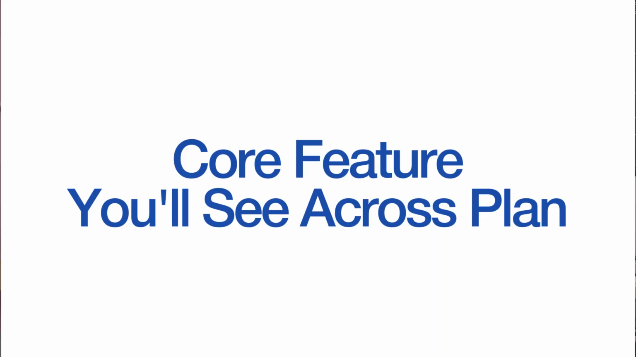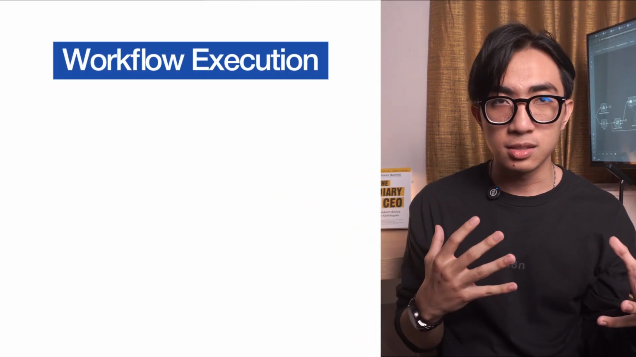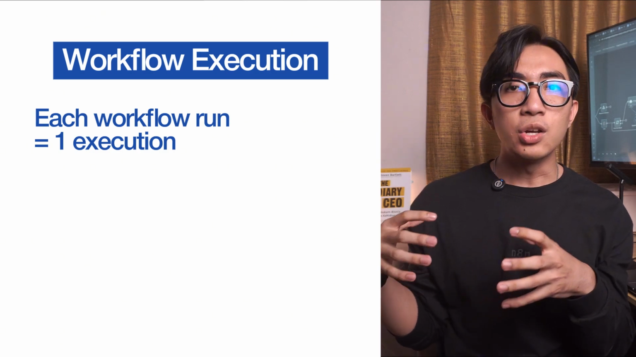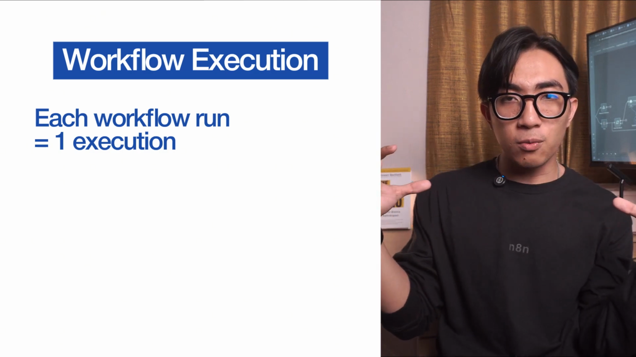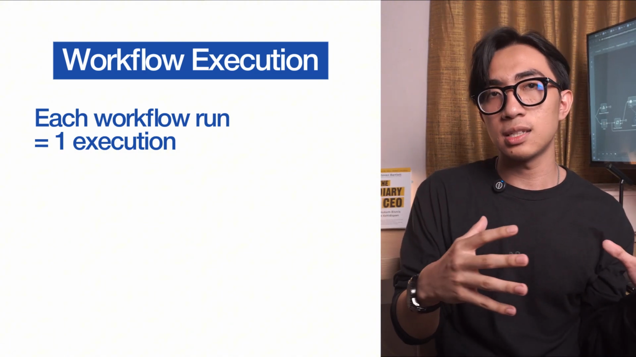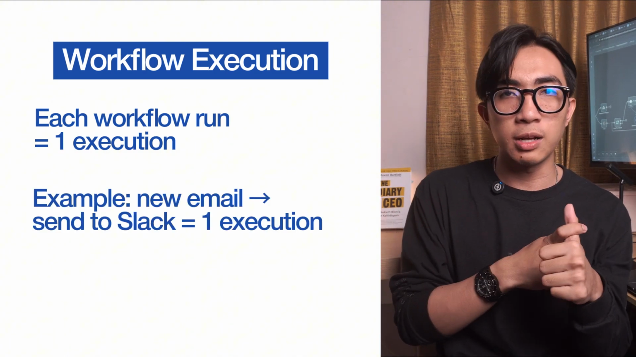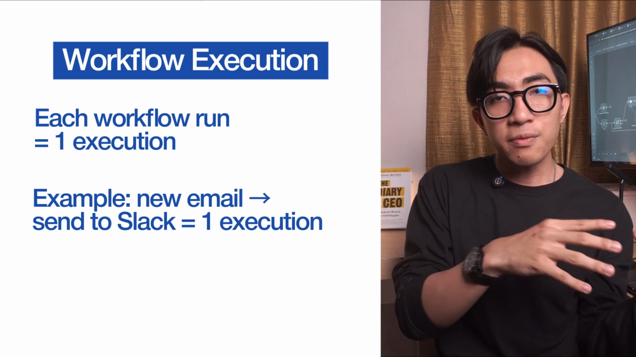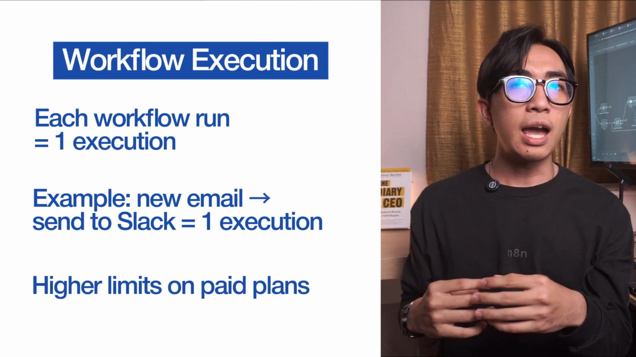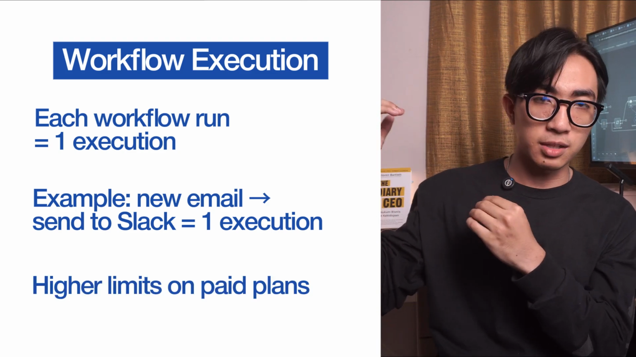Core features you'll see across plans. First, workflow executions. What does that actually mean? Every time a workflow runs from start to finish, no matter if it's a long, big workflow with intricate steps and nodes, or a simple workflow where you listen for a new email and send it to Slack, every time that runs from start to finish, boom, that's 1 execution. And paid plans give you higher monthly limits.